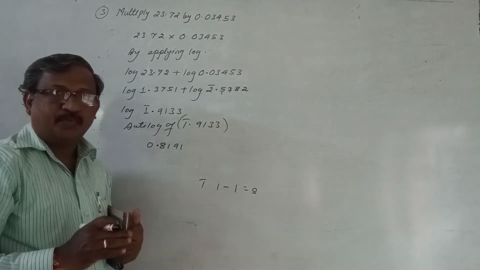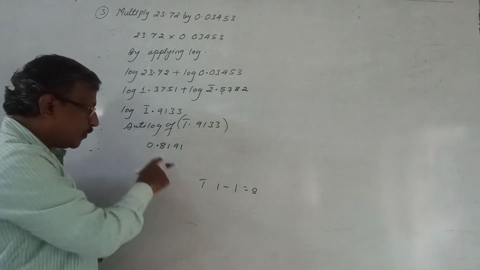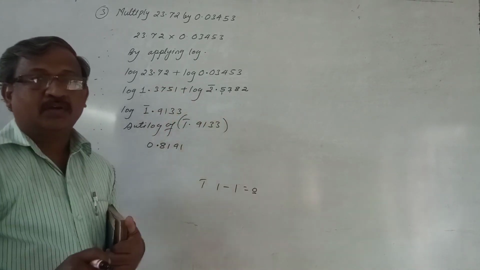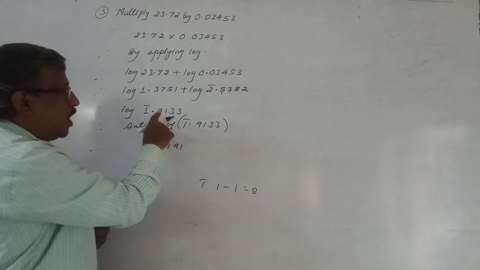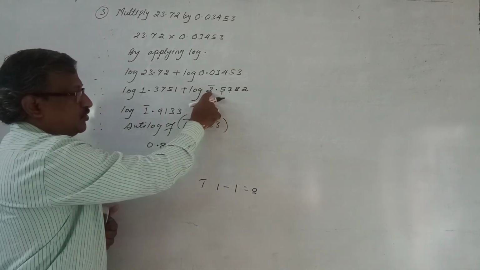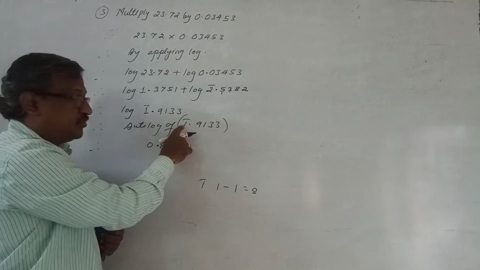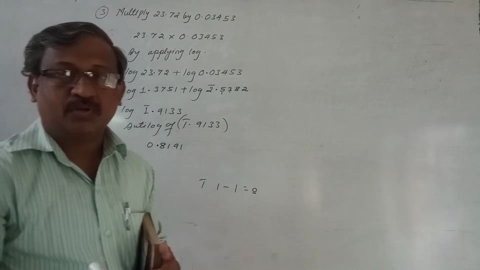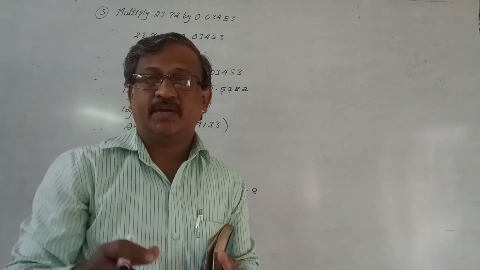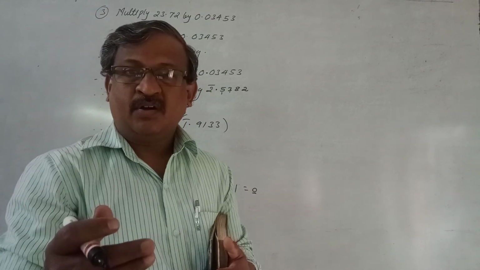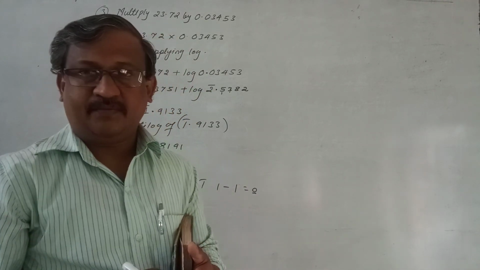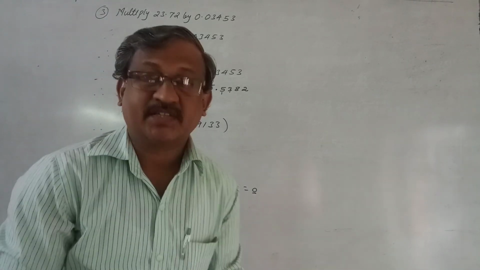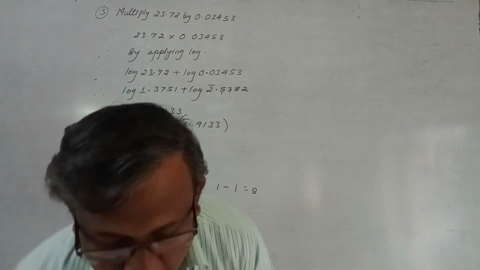Understood? So I hope you have understood. Clear? So this calculation is very important when the characteristic comes negative: how to add when the characteristic is negative, and how to place the decimal point. These points are very important, because if you are perfect in this, then only you can score the marks on logarithms. Otherwise it is very difficult. Clear? Let's have the next sum on this.